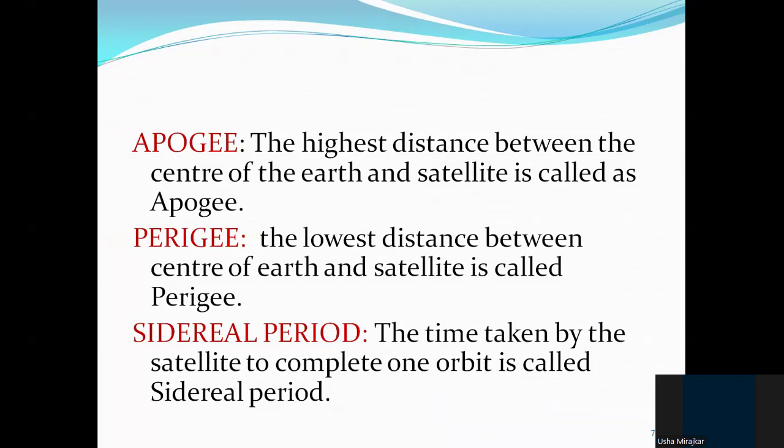Next is the sidereal period. What is the sidereal period? The time taken by the satellite to complete one orbit, that is, one complete revolution, is called the sidereal period. That is, the time taken by the satellite to complete one full rotation is called the sidereal period.